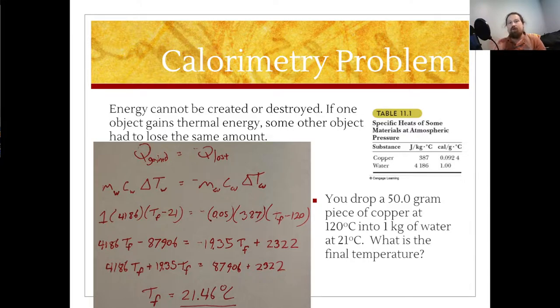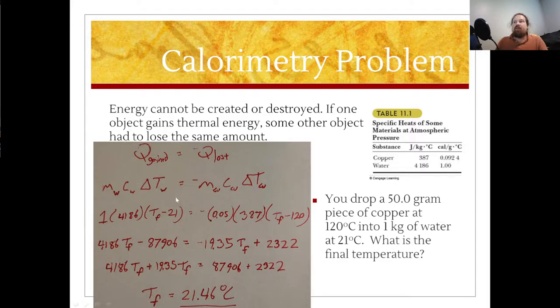So we're going to replace that Q lost with an MC delta T with the copper's information. So Q equals MC delta T. That's going to leave us with the mass of the copper times the specific heat of the copper times the change in temperature of the copper. On the left side, I'm using a W as the subscript for water. On the right side, I'm using Cu as the subscript for copper. That's the elemental symbol for copper, Cu.